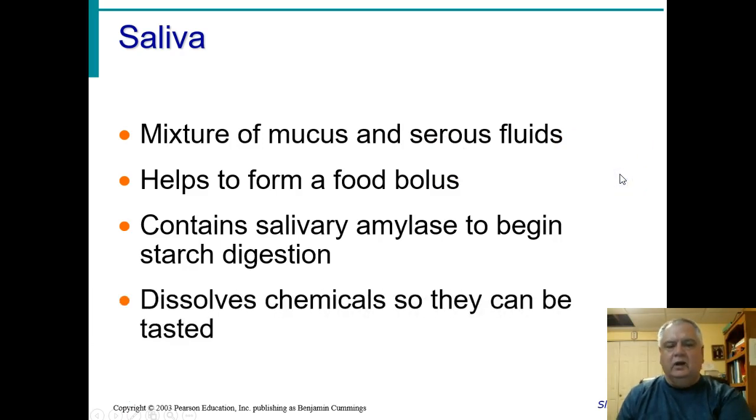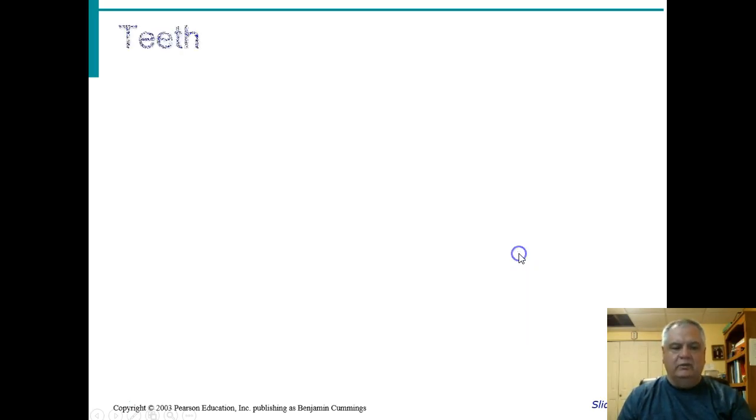Once the food mixes with water and mucus and starts to partially digest, the dissolved and broken down chemicals can then attach to the taste buds, and then we get our various tastes.